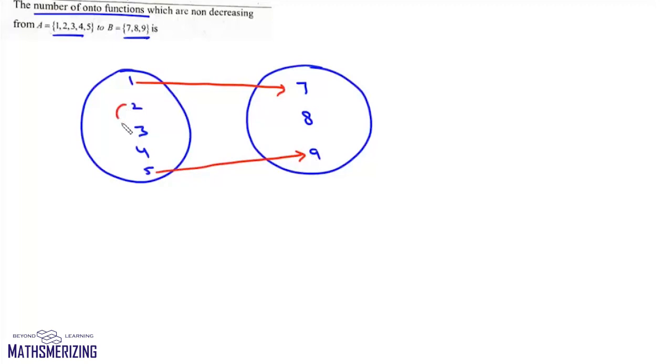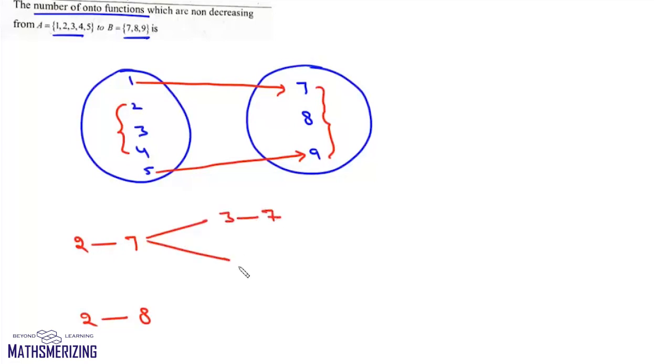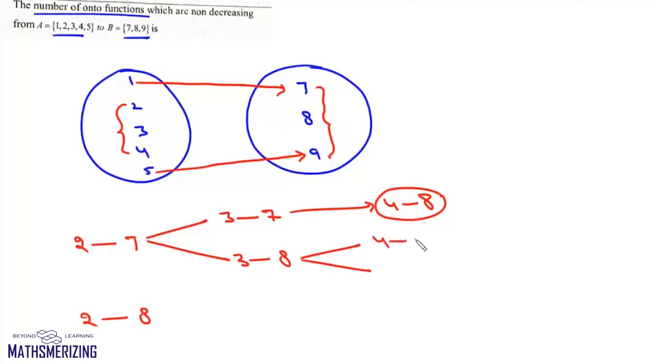Now we have to map 2, 3 and 4 with 7, 8 and 9 so that this function is onto and increasing. Now this 2 can be mapped either to 7 or to 8. Now if 2 is mapped to 7, then 3 can be mapped to either 7 or 8. And if 3 is mapped to 7, then for this function to be onto, 4 must be mapped to 8. So we have this one possibility. Now if 3 is mapped to 8, then we have two possibilities for 4. Either 4 is mapped to 8 or 4 is mapped to 9. So we have three cases here.